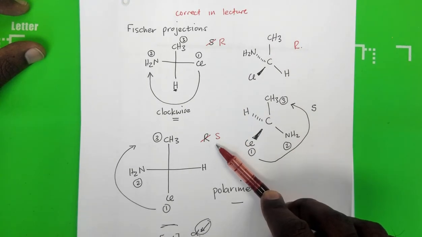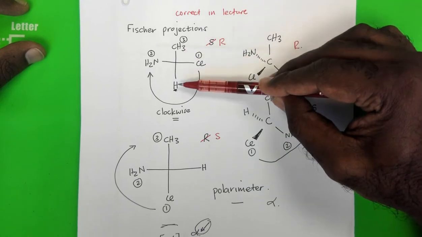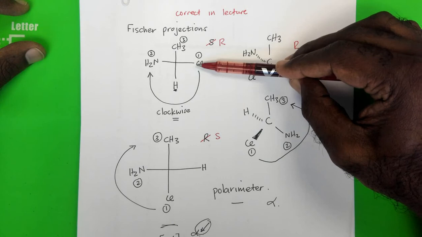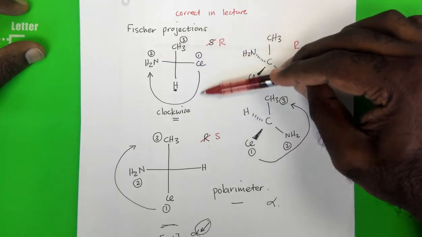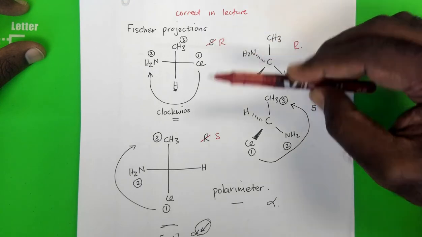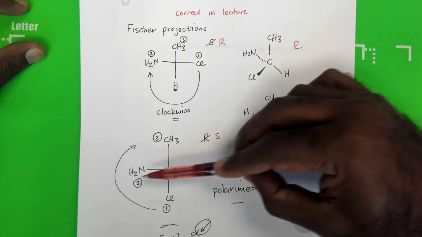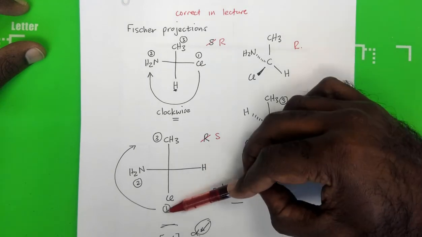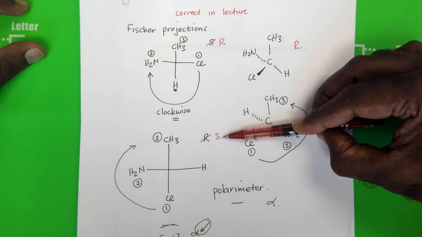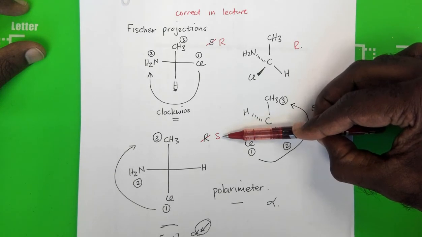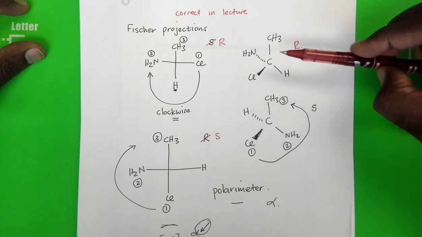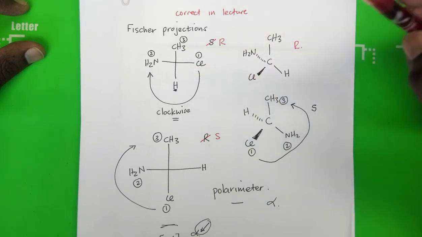This leads us to the conclusion that if we have the lowest priority group on the vertical axis, we can use the conventional going from 1 to 2 to 3, giving us the R isomer. However, if the lowest priority group is on the horizontal axis, going from 1 to 2 to 3 in a clockwise direction would lead to an S isomer. So that's how you can actually name compounds in either the perspective formula or the Fischer projections.